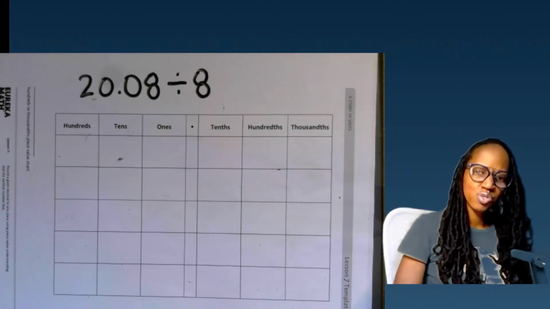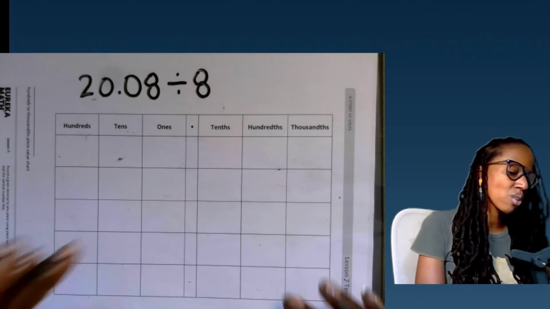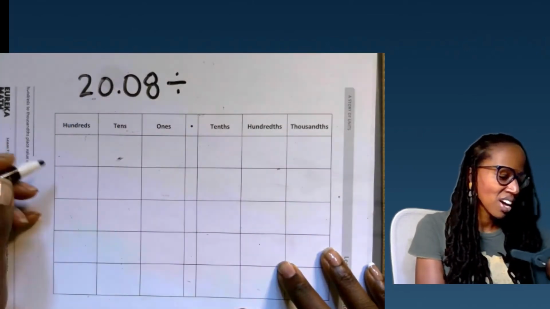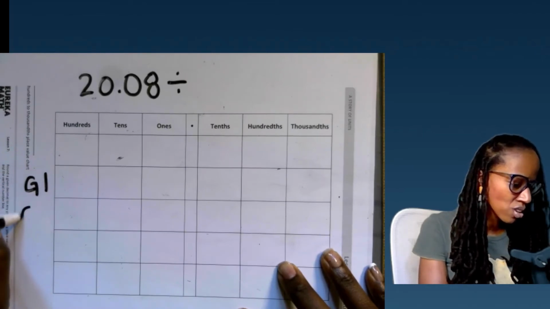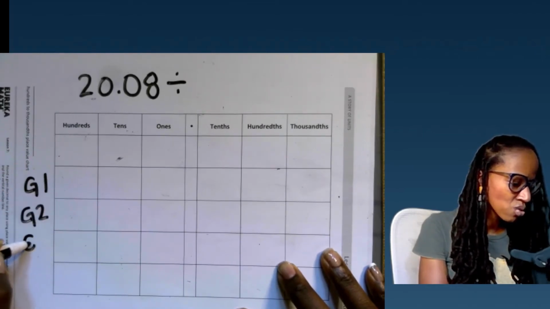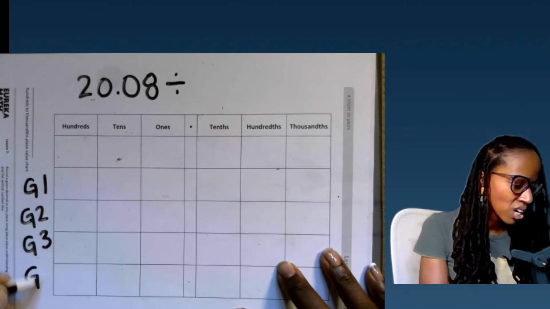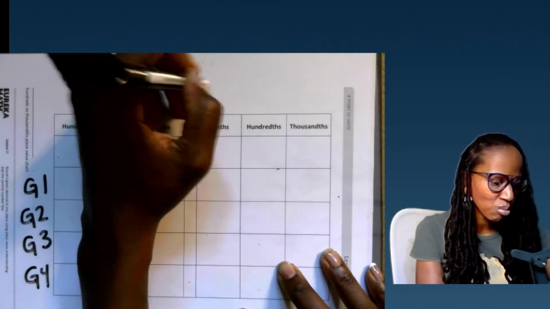Actually, we're going to do 20 and 8 hundredths, and I actually want to share that with 4 equal groups because I have enough room for 4 groups on this place value chart. Group 1, Group 2, Group 3, and Group 4. So let's divide that by 4 here.